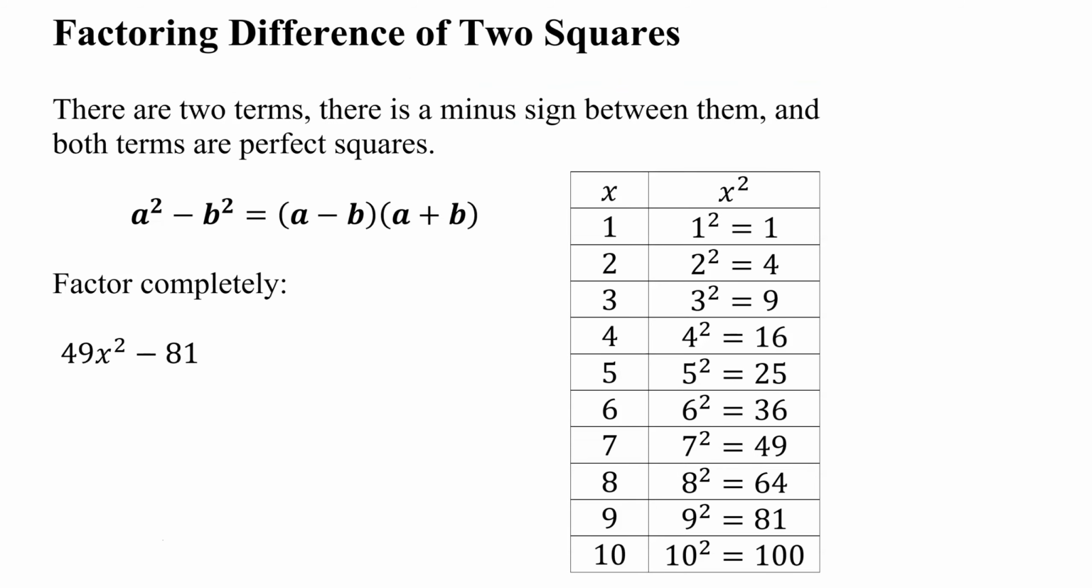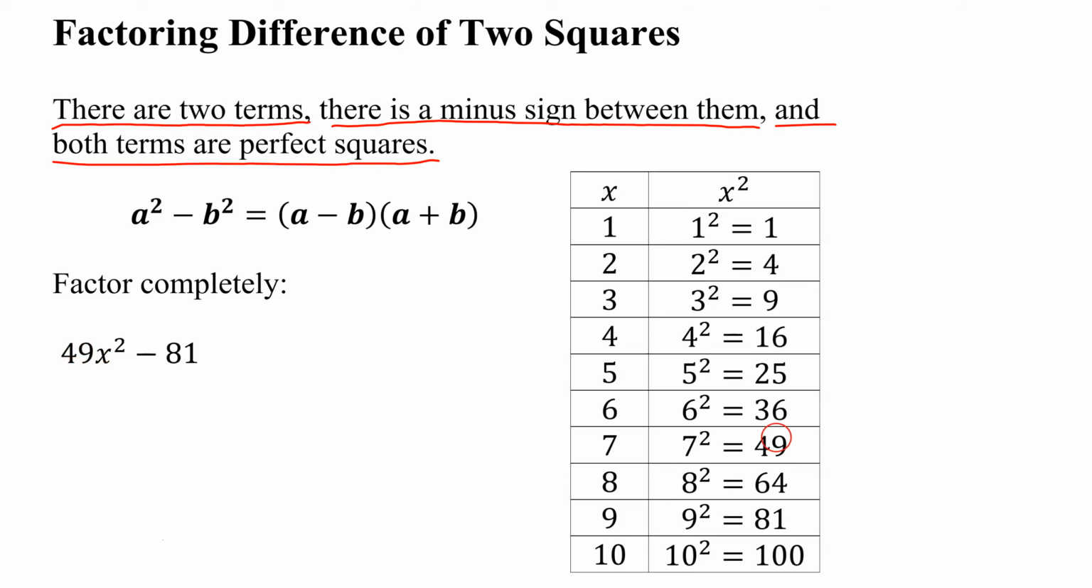Is it possible that this is the special case, the difference of 2 squares? Well, let's look at the difference of 2 squares. So to factor the difference of 2 squares, there has to be 2 terms. Here I've written my problem again, definitely 2 terms. There is a minus sign between the 2 terms. Yes, I've got the minus sign. And both terms are perfect squares.